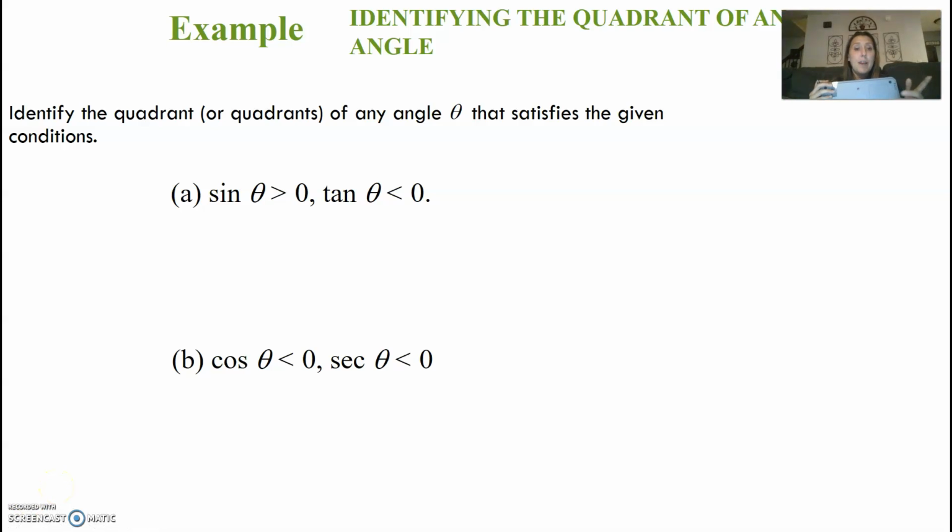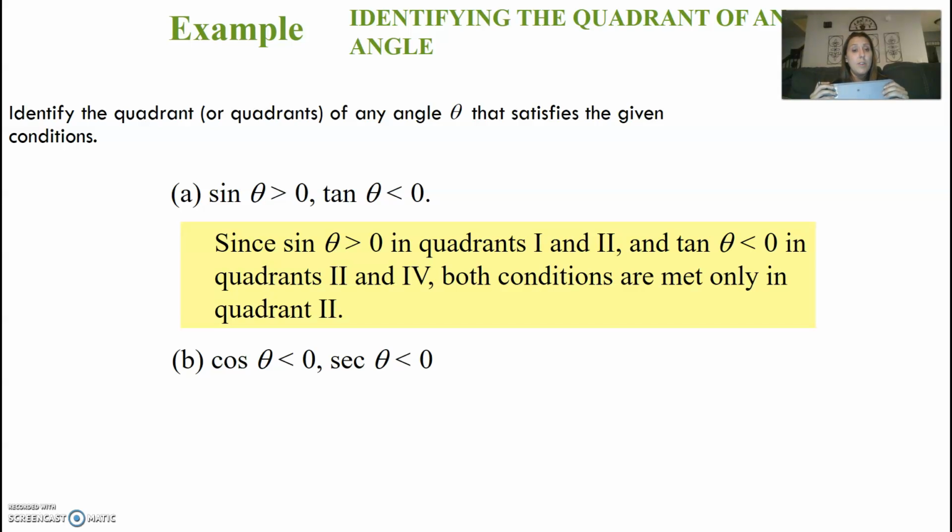Alright, now that you're back, so if sine of theta is greater than 0, and tangent of theta is less than 0, then sine of theta is going to be greater than 0 in quadrants 1 and 2. And tangent is going to be greater than 0 in quadrants 2 and 4. And since they both only meet in quadrant 2, then our answer has to be in quadrant 2.